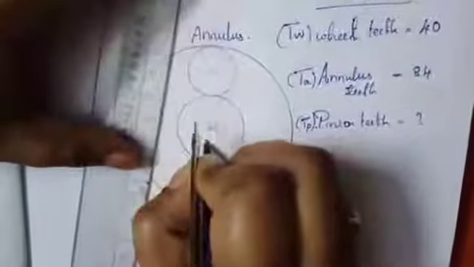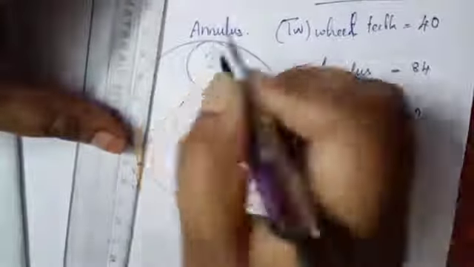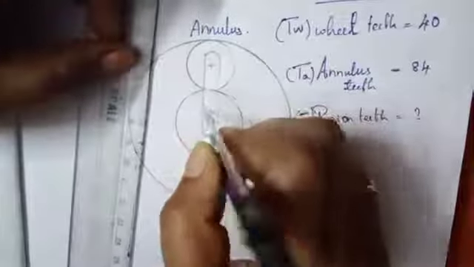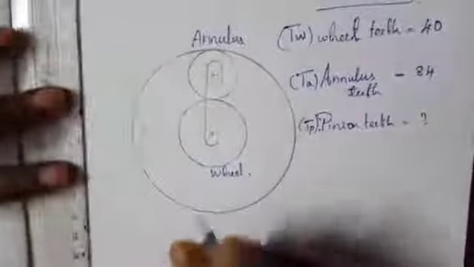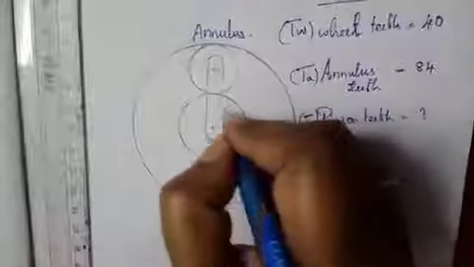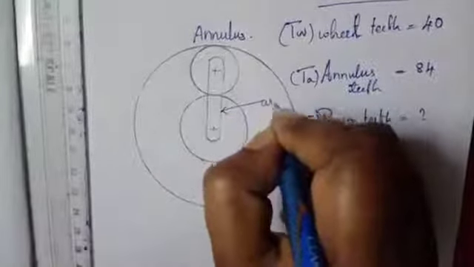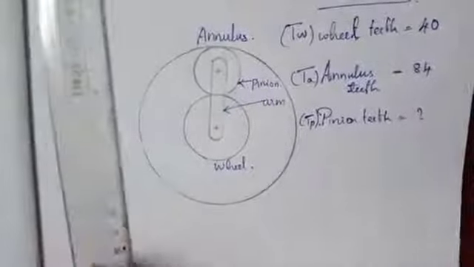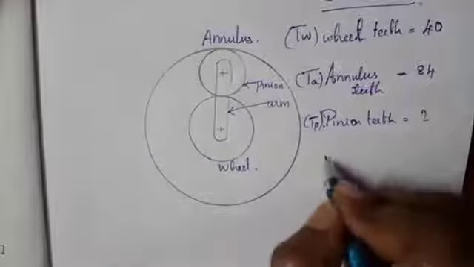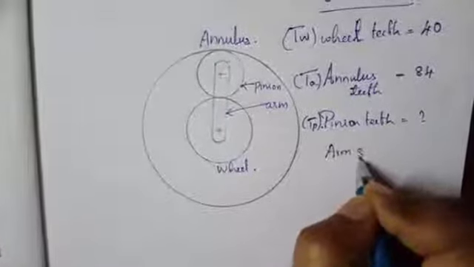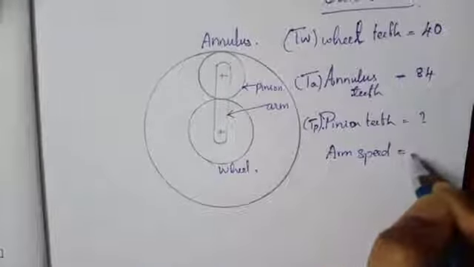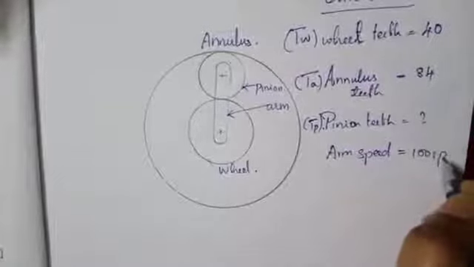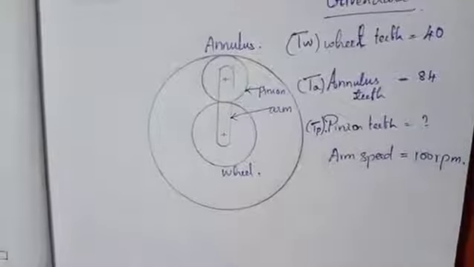This pinion has one arm. So this arm has the speed of 100 rpm. So like this. This is your arm, and this is your pinion. Okay. So now the arm speed is given in the problem. So the arm speed is 100 rpm. So this is the condition. These are all the given data.